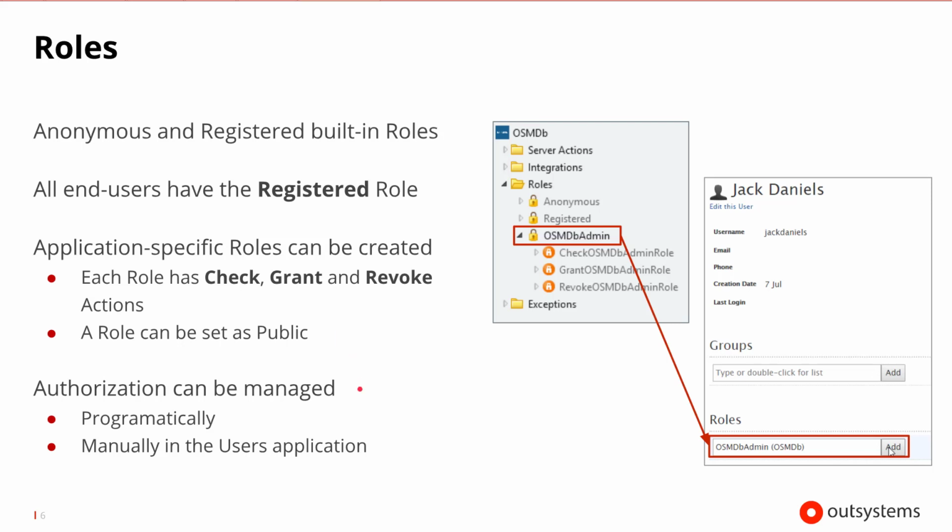So this authorization can also be managed programmatically or inside of the user application. So here, if we look at one of our users in the user application, if we set up things to edit this user, we'd be able to edit the basic information. But at any given time, we can add this user to different groups, and then we can also assign this user different roles. So by assigning this user the role of OSMDB admin, now at any point in the application, we could check if they're in that role, and then allow them to do whatever they might need to do as an administrator.